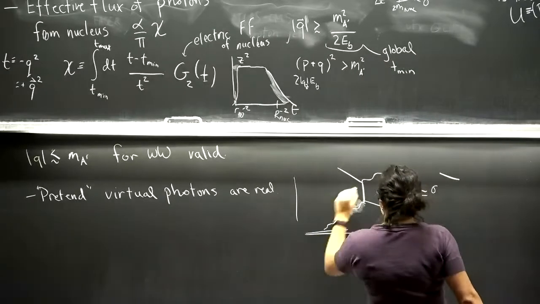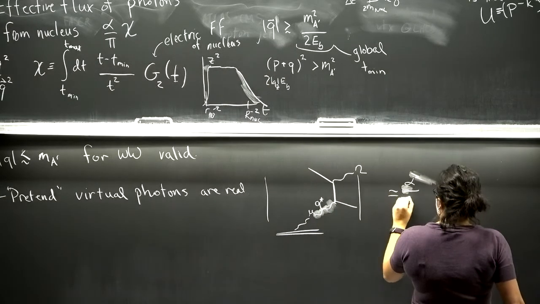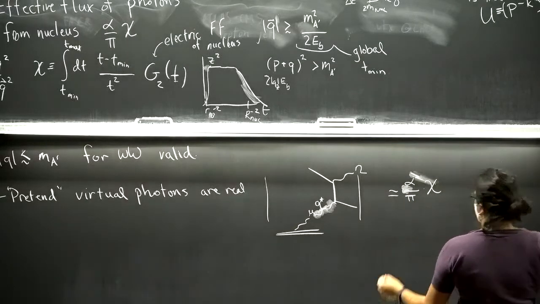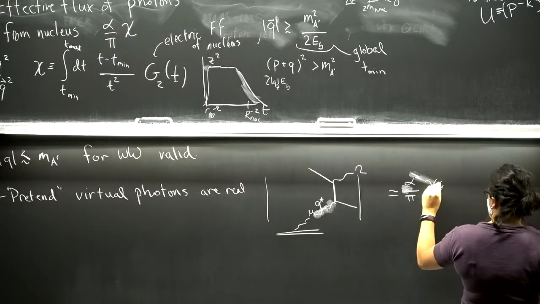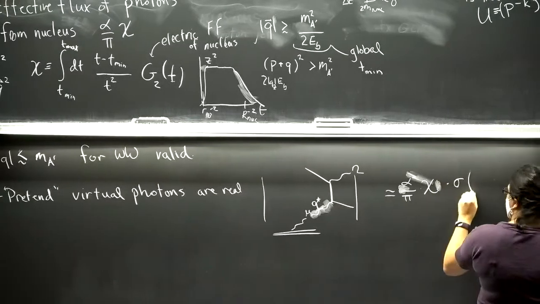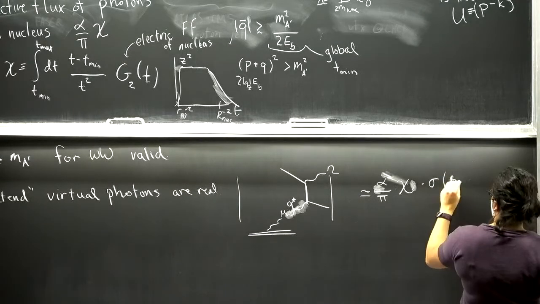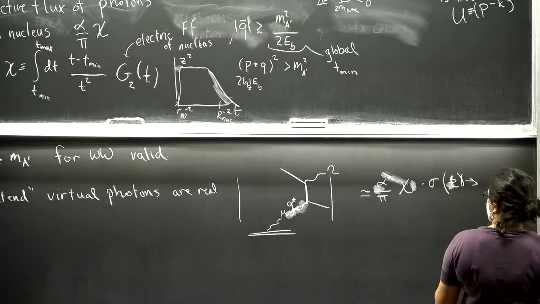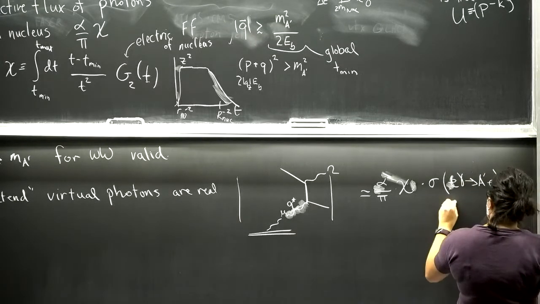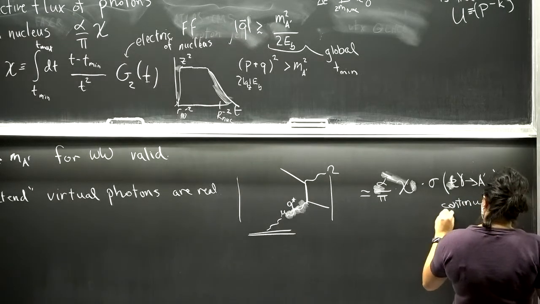for this matrix element squared is approximately equal to this alpha over pi times the chi integral for a total photon times a cross section for E gamma goes to A prime E continued to off shell momentum Q.